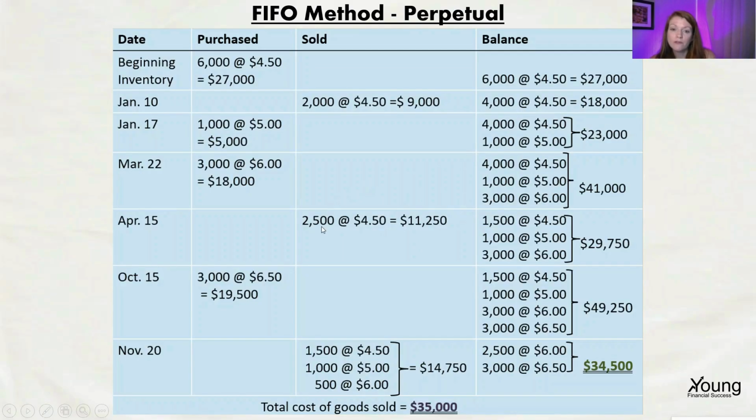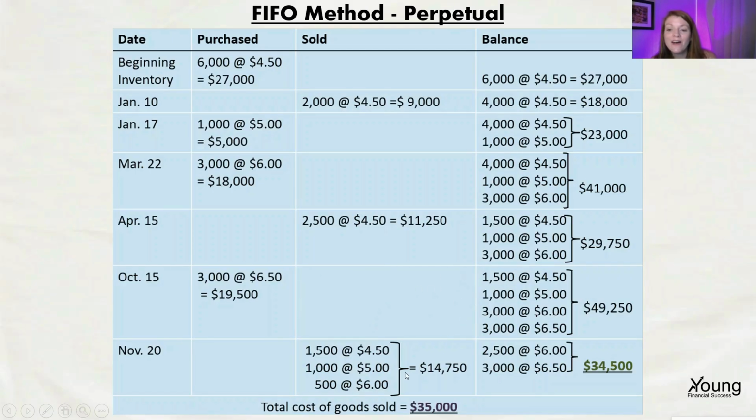We sold 2,500, so now we bring everything down the same, except we only have the difference left. We only have 1,500 left at $4.50, and these we haven't sold yet. Then we purchase some more, so we pull all this down and add the new ones. So we've got all of these keeping it in line.